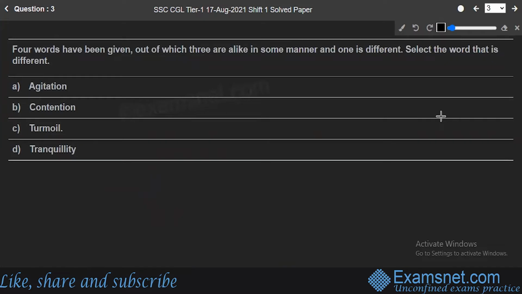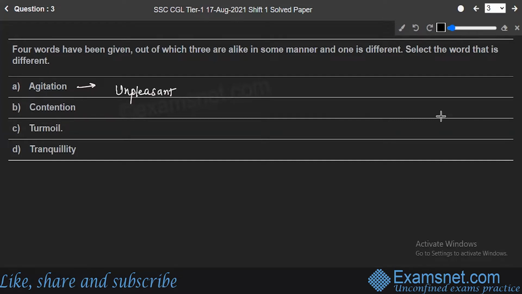4 words have been given, out of which 3 are alike in some manner and 1 is different. So now you are given some words and you have to find out which one is different. That means you have to find the odd one out. The very first word is agitation, then contention, then turmoil, then tranquility. Let's see the meaning of all these words one by one so that we can be sure of our answer.